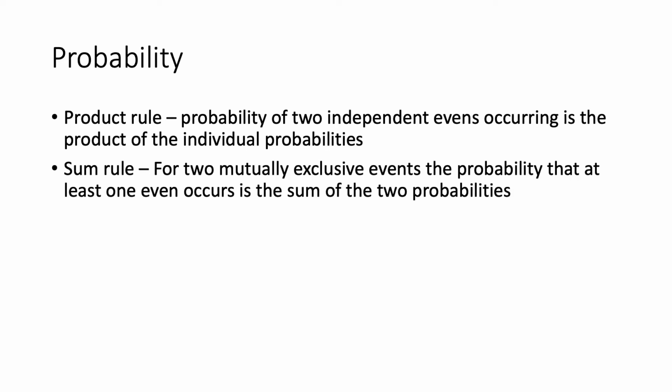Next, we have the sum rule, which states that for two mutually exclusive events, the probability of at least one of these events occurring is the sum of their two individual probabilities. This one is a bit harder to explain until we get farther into the presentation, so just note that I won't really be using these rules, but they can definitely be very useful later on.